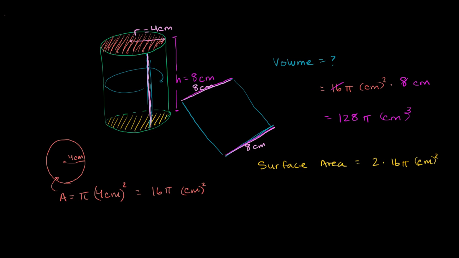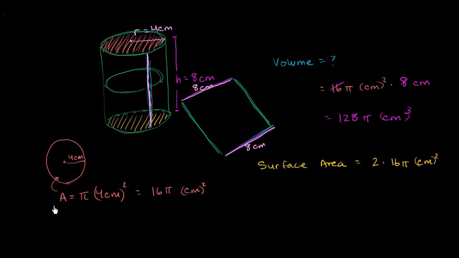And so the question we need to ask ourselves is what is going to be this dimension right over here? How far? And remember, that dimension is essentially how far did we go around the cylinder. Well, if you think about it, that's going to be the exact same thing as the circumference of either the top or the bottom of the cylinder.